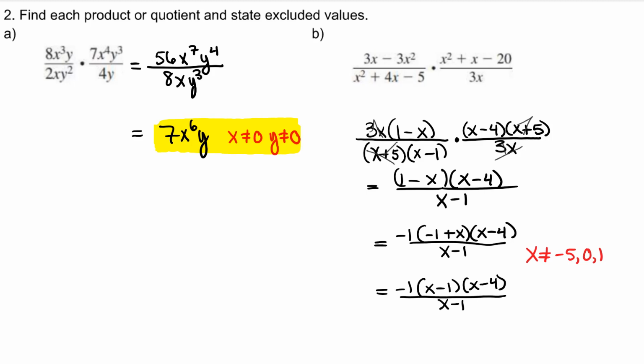Now we can reduce x minus 1 divided by x minus 1. At this point, we don't need the negative factored out anymore, so we'll distribute it back in, making our answer negative x plus 4, excluding negative 5, 0, and 1.